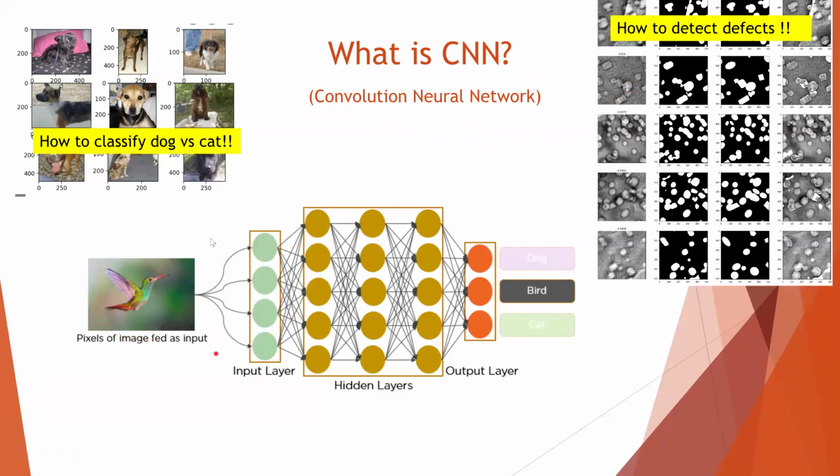Now, what is a CNN? CNN is convolutional neural network. Neural means it has neurons in it. So a typical CNN has an input layer, hidden layers, and the hidden layer can be multiple. And then we have the output layer where a probabilistic algorithm runs, and it literally tells you if it's a dog, bird, or a cat. And this is how the entire operation takes place.